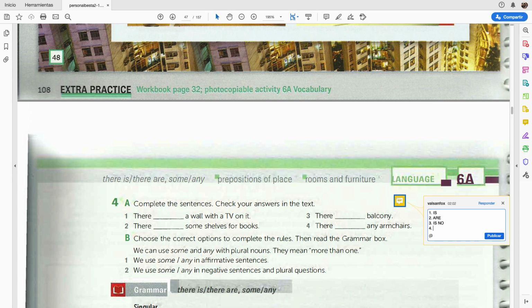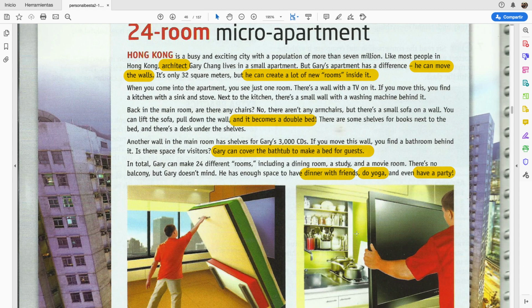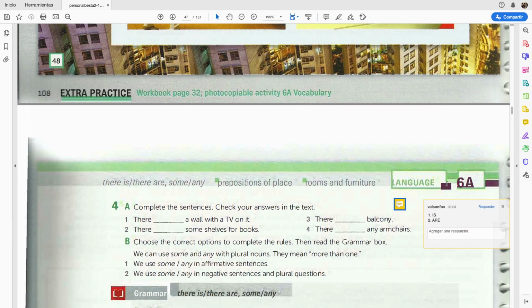And finally, in number 4, there any armchairs. Let me see how many armchairs there are. Here it is, look. No, there aren't any armchairs.